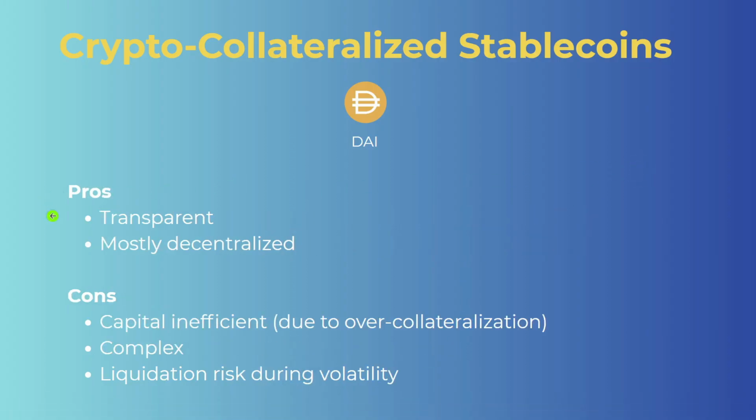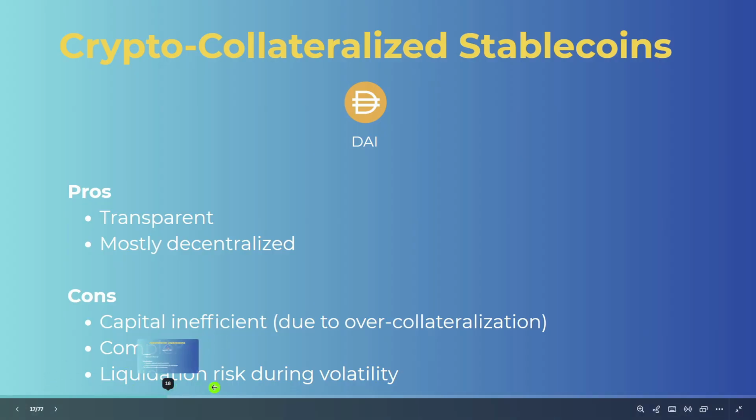The pros are that they are transparent and decentralized. Instead, the fiat-based are centralized and not very transparent. And the cons are capital inefficiency, of course, because I have to provide more collateral in order to mint a stablecoin that has a lower value. They are more complex, and there are liquidation risks during volatility.